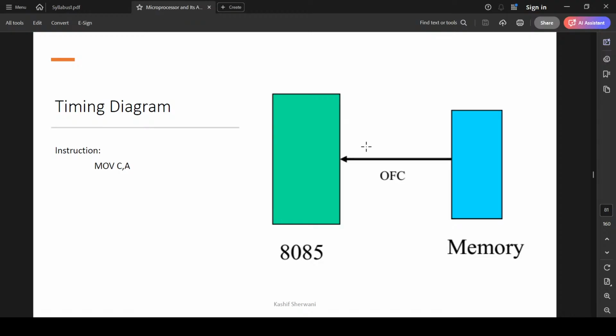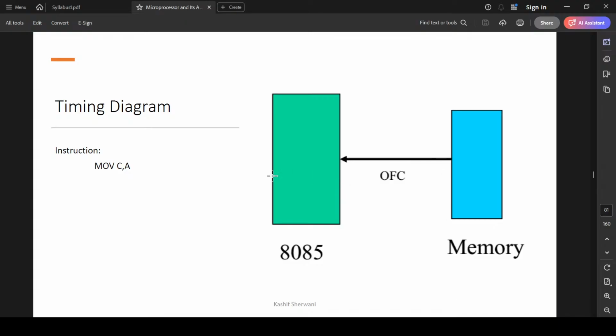Timing diagram, guys, one of the most important things. Is someone watching me or not? Oh, we have four concurrent viewers, three concurrent viewers. You guys mean a lot, guys. Thanks.